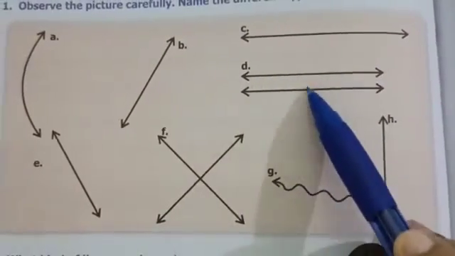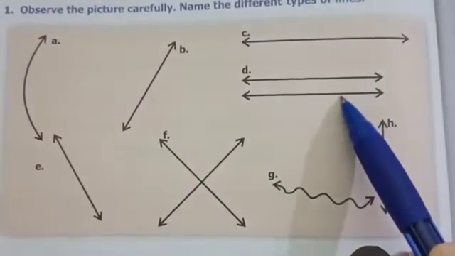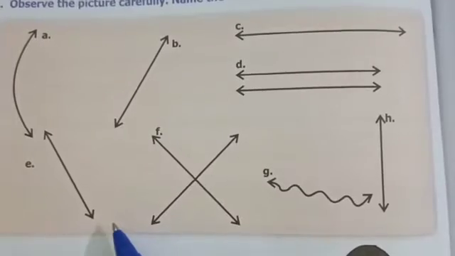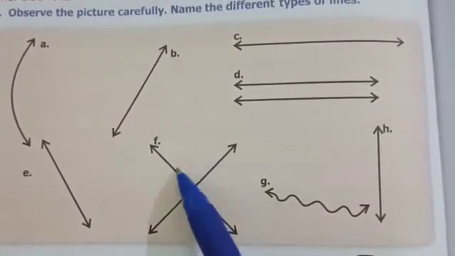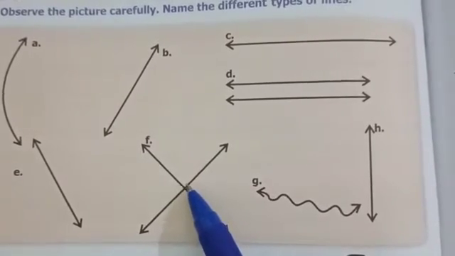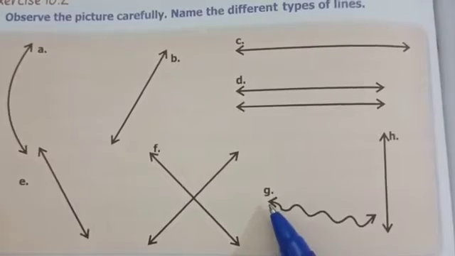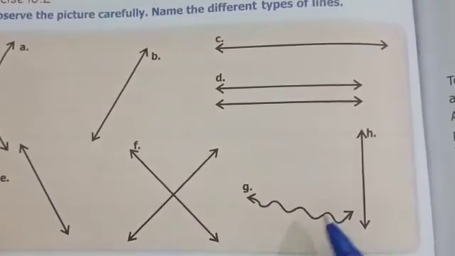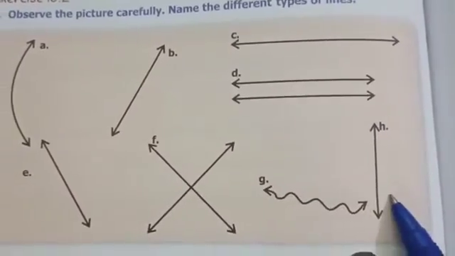D. Two lines are drawn at equal distance, so they are parallel lines. E, again a slant line having a slant. F, two lines crossing each other at this point, so these are intersecting lines. And this G having curves, so this is a wavy line. H, from top to bottom, this is a vertical line.